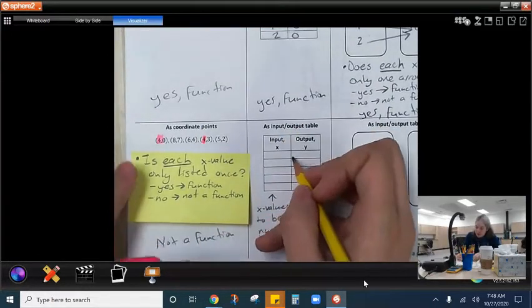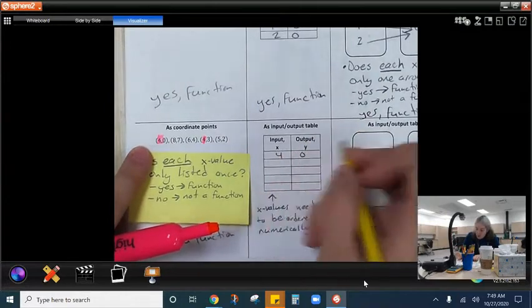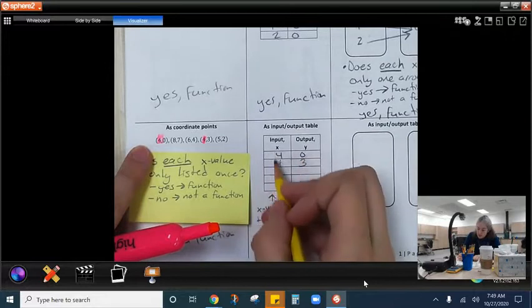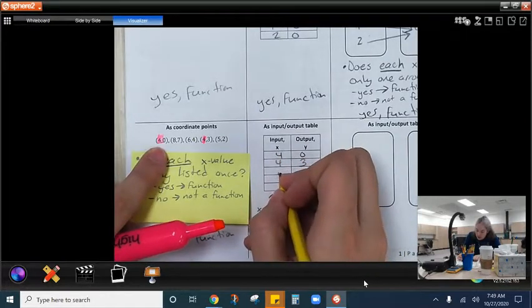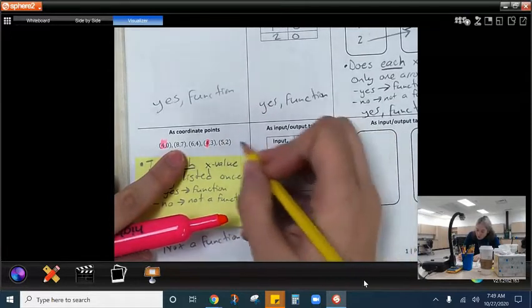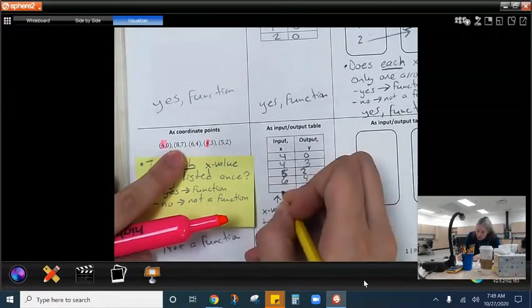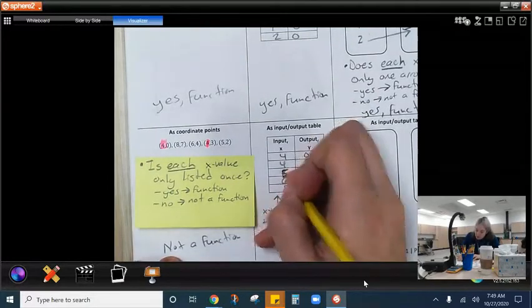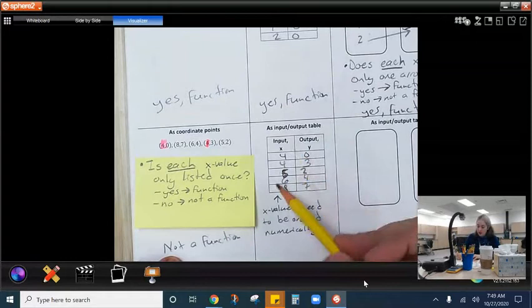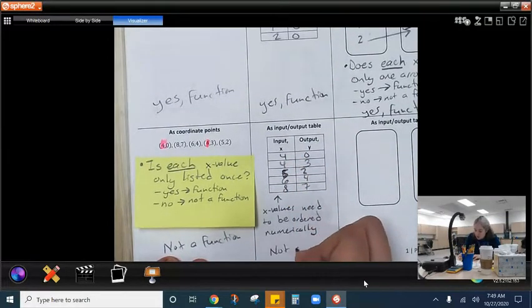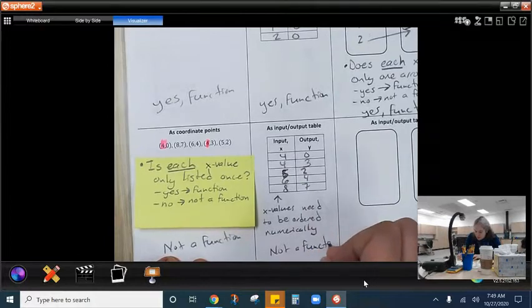So then for my table here, I would have (4, 0), and again, it's important to have it listed in order. So then we would do (4, 3), because we have to have our x's by each other, because they're the same. And then we would want to do (5, 2), and then (6, 4), and then (8, 7). There we go. So are the x values listed only once? We have 2 of them. So this one is not a function yet again.